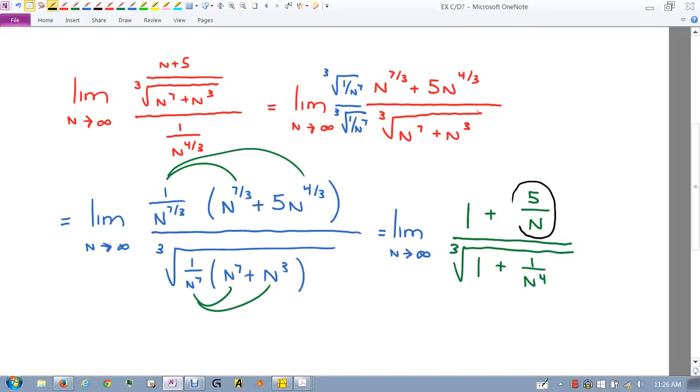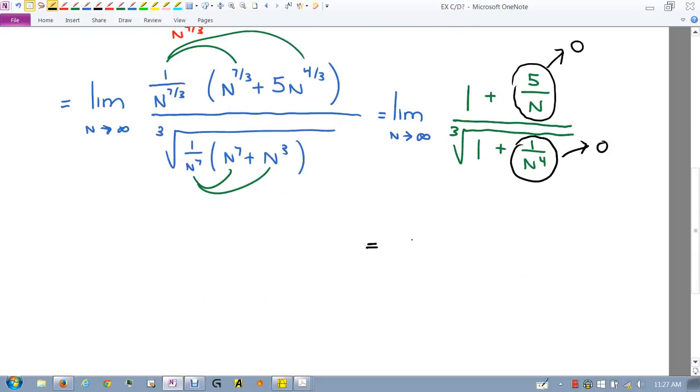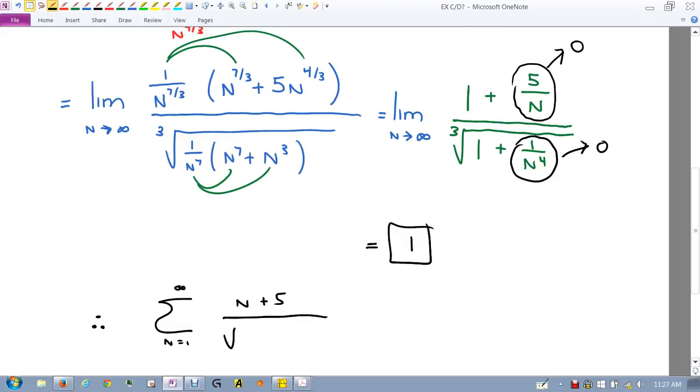This one right here goes to what? 0. This one right here goes to 0. And the only thing left is 1 on top over the cube root of 1 on the bottom, which is just 1. Which is finite, right, and positive. Which means what? It converges. The original series, this nasty thing, does exactly what I compared it to, and what I compared it to converged.